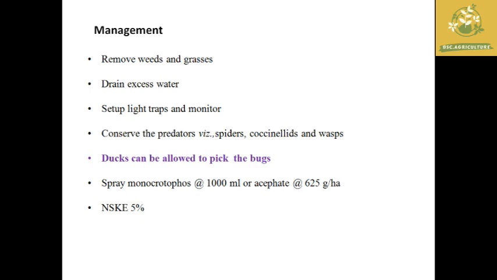The major management practices are allowing ducks to pick the bugs, which is an effective natural method, and also removing weeds and grasses and draining excess water present in the field. For effective monitoring, use light traps.